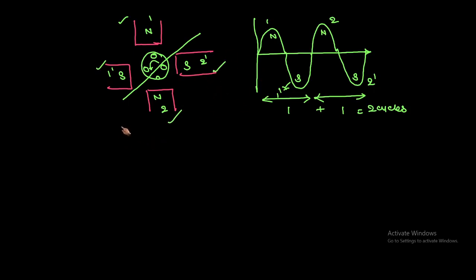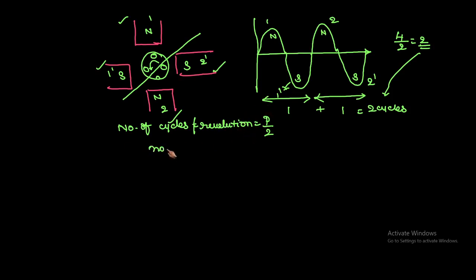So that is what we can write. The number of cycles can be generalized like this: number of cycles per revolution is equal to P by 2. For example, for 4 poles, 4 by 2 means 2 cycles we got finally here. So we can generalize that number of cycles per revolution is P by 2, and number of revolutions per second is equal to N by 60.